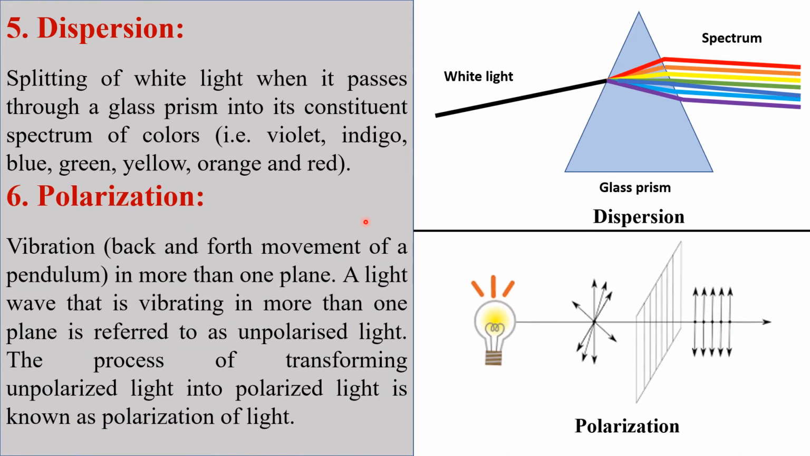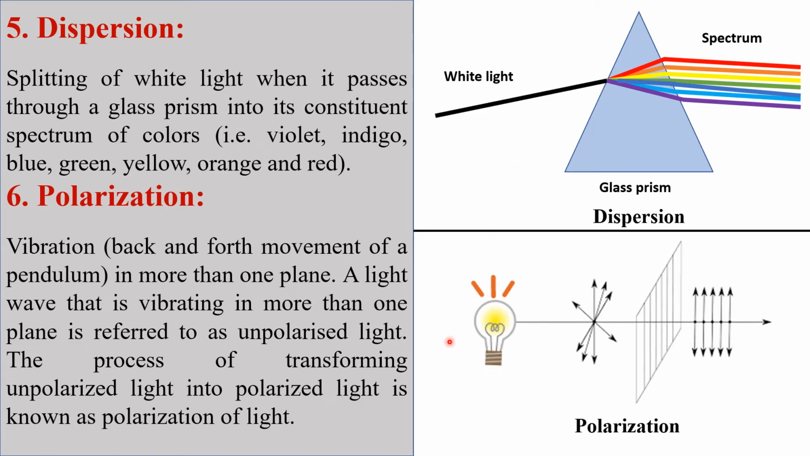Polarization. Polarization is vibration of light in more than one plane. We know there are 3 planes, XY, XZ and YZ. A light wave that is vibrating in more than one plane is referred to as unpolarized light. The process of transforming unpolarized light into polarized light is known as polarization of light.